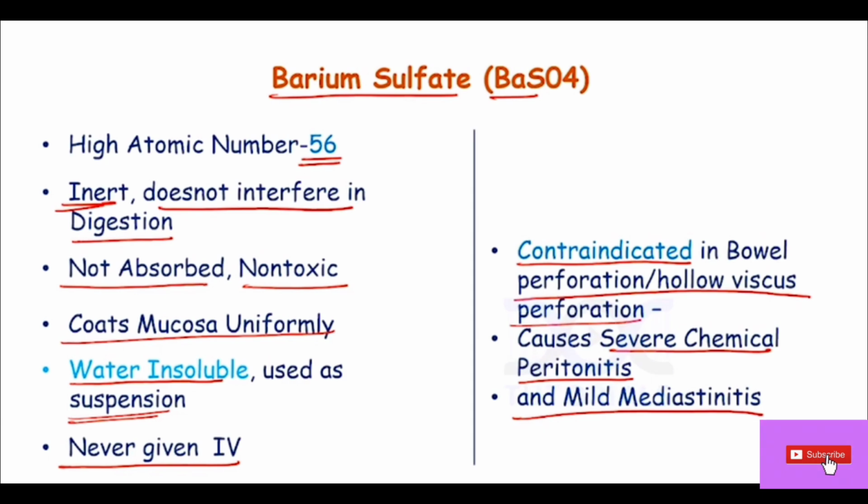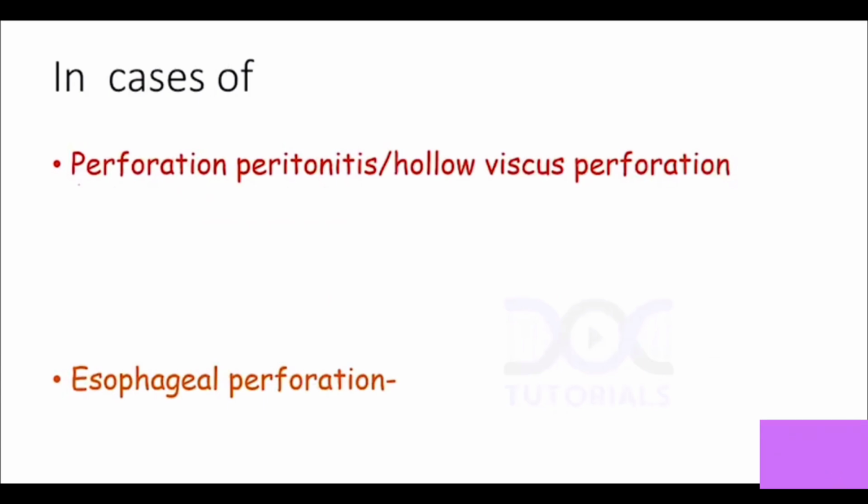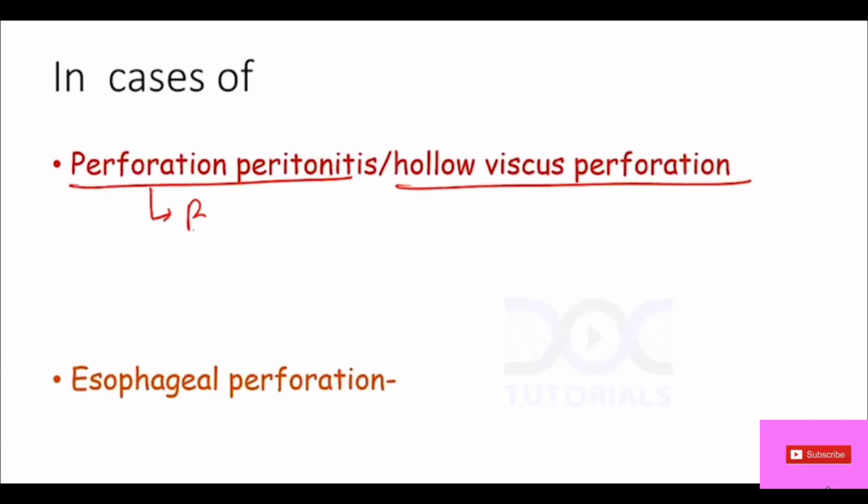Only if you have to use it in esophageal perforation, use it in a very dilute form, but usually avoid it in bowel perforations as well as esophageal perforations. So basically, regarding the role of barium in perforation peritonitis or hollow viscus perforation, please remember, barium is an absolute contraindication.